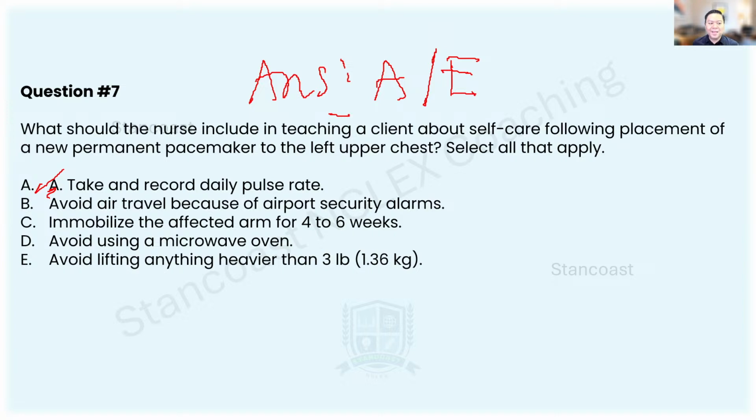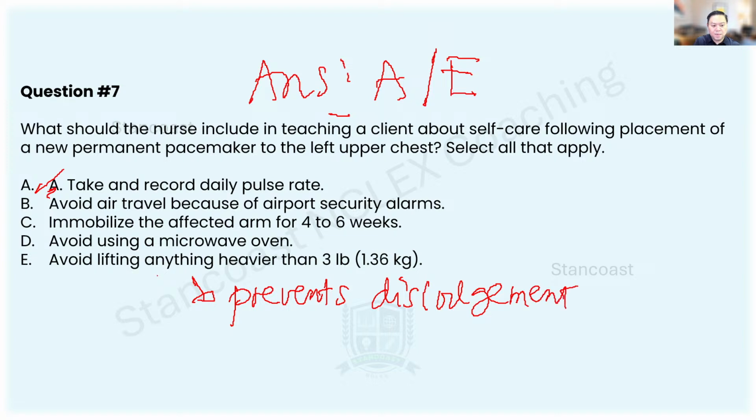Now, what about letter E? Avoid lifting anything heavier than 3 pounds. That is the correct one because we don't want the patient to have some dislodgement of the pacemaker leads, okay? So we are going to select that. Prevents dislodgement of the pacemaker leads.